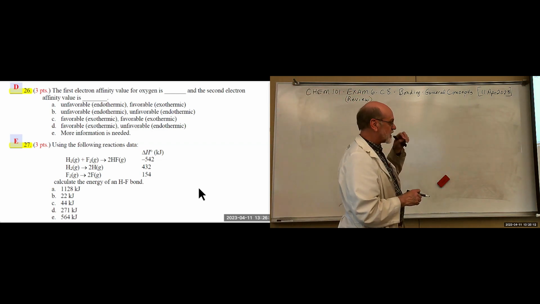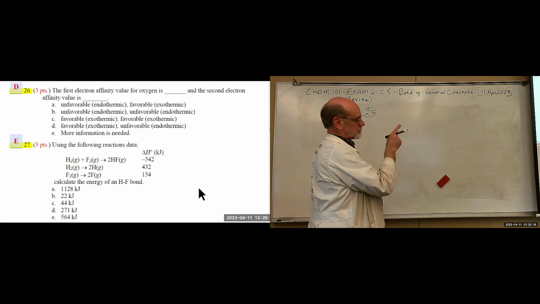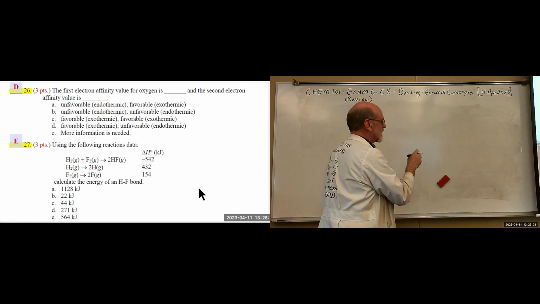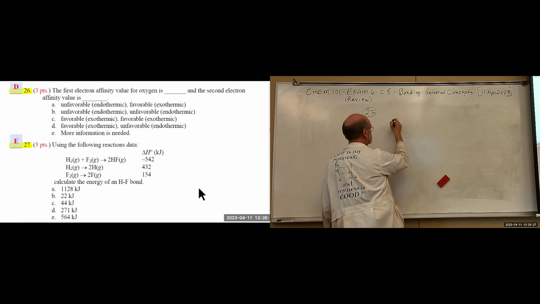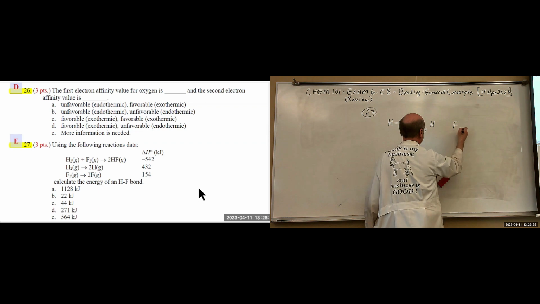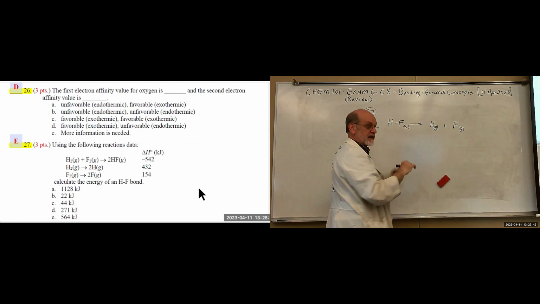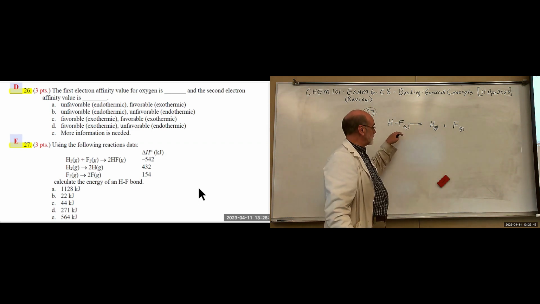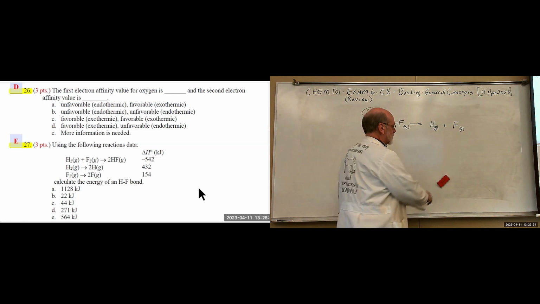Using the following reaction data, calculate the energy of the HF bond. All right. What's the energy of the HF bond? The HF bond would be the amount of energy it takes to break the bond. So HF would break into H and F, and these would be gaseous. They need to be a gas because when you add energy to them, you want to assess the energy that's breaking the bond, not the energy that's changing their state. Okay, so that's our target equation.